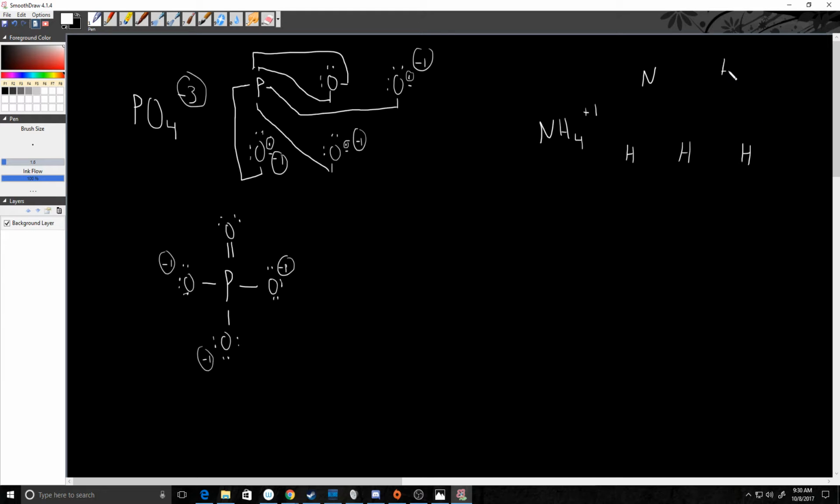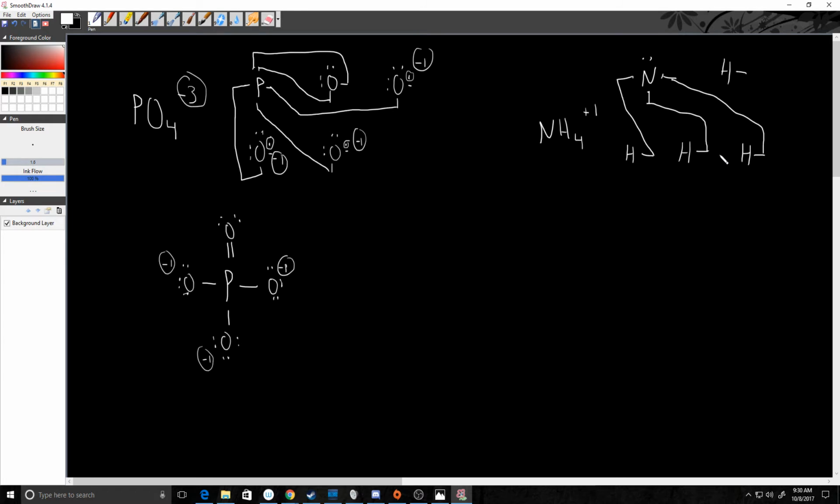Hydrogens, of course, are pretty easy to deal with. They each have 1 unpaired electron, so they each want 1 bond. The nitrogen is in column 5, so it has 5 outer shell electrons, wants 3 bonds. Now when I go through to do this, let's just start bonding stuff together and then figure out where I'm removing an electron. So let's go single bond to single bond, single bond to single bond, and single bond to single bond.